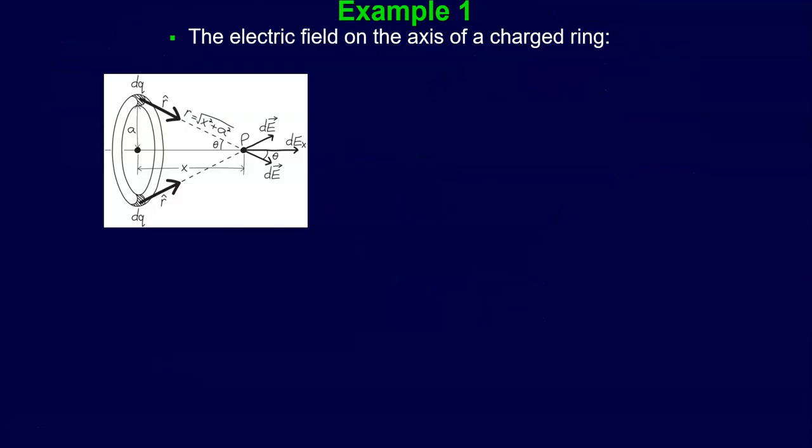And so our first example is that we're going to try to find the electric field on the axis of a charged ring. So here's our picture. A little bit of definitions. We've got a charged ring of radius a, and I'm trying to find the electric field at some point P that's on the x-axis, so it's a distance x away from the center.